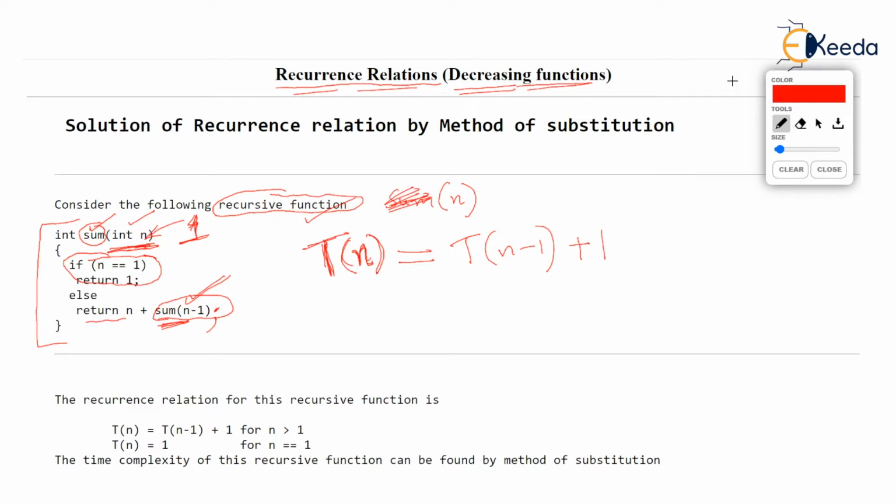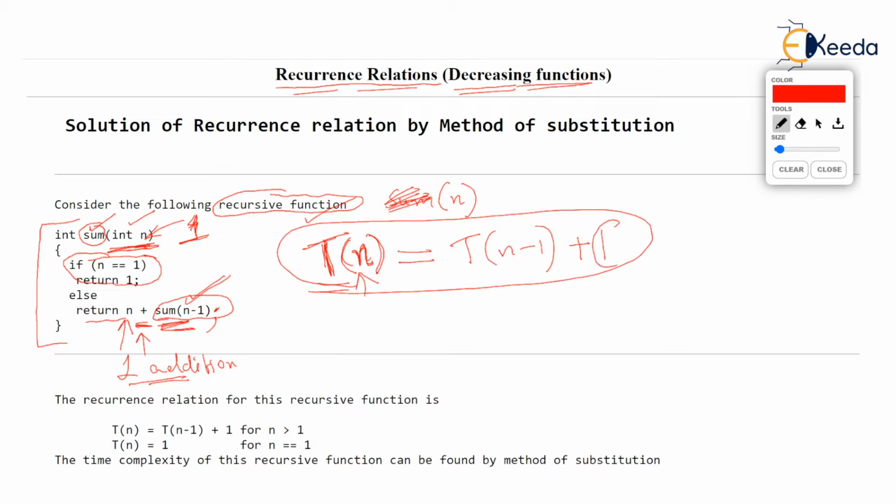Now let's see how we got this recurrence relation. Whenever we call the function with parameter n, and if n is not 1, if n is 2, 3, 4, anything greater than 1, then you know else runs. And in the else we have n plus sum of n minus 1. So that means there is one addition, isn't it? One addition involved in this operation here. Now one addition is represented here in this recurrence formula, as this last one which I have written.